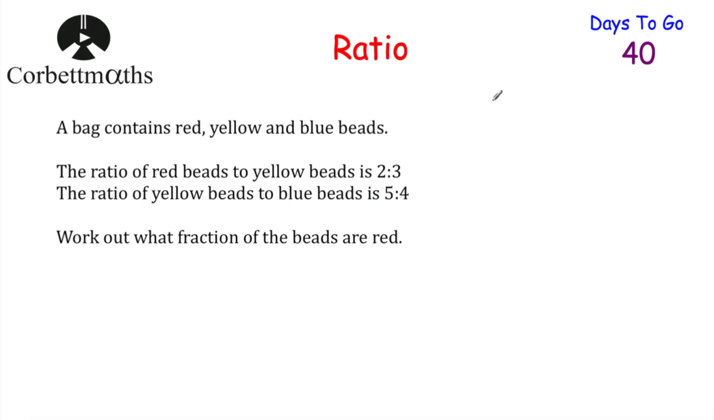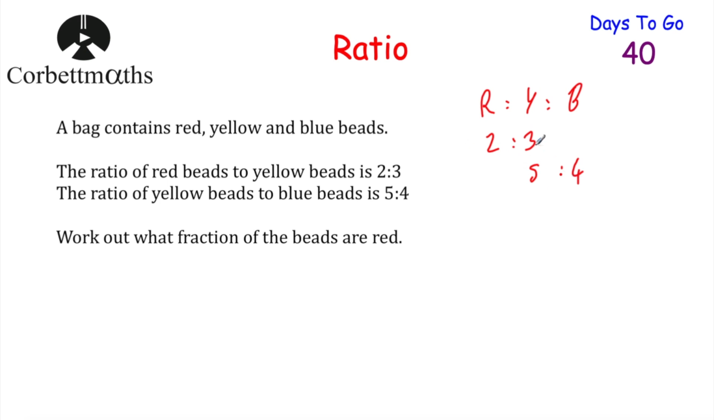Okay, so we've been given 2 ratios. Let's combine it as one ratio. So we've got red to yellow to blue. That's what we've been told in the question. That's what's in the bag. The ratio of red to yellow is 2 to 3. So red to yellow is 2 to 3. And the ratio of yellow to blue is 5 to 4, so 5 to 4. So underneath the yellow is 5 and underneath the blue is 4.